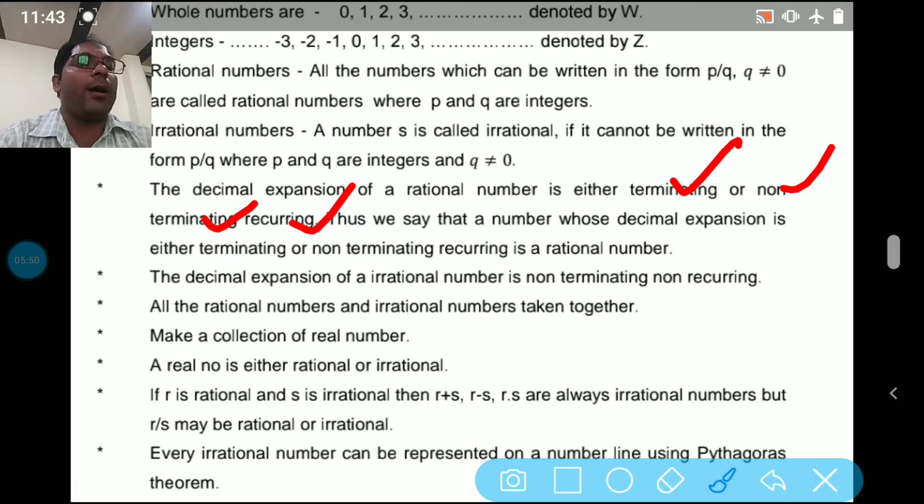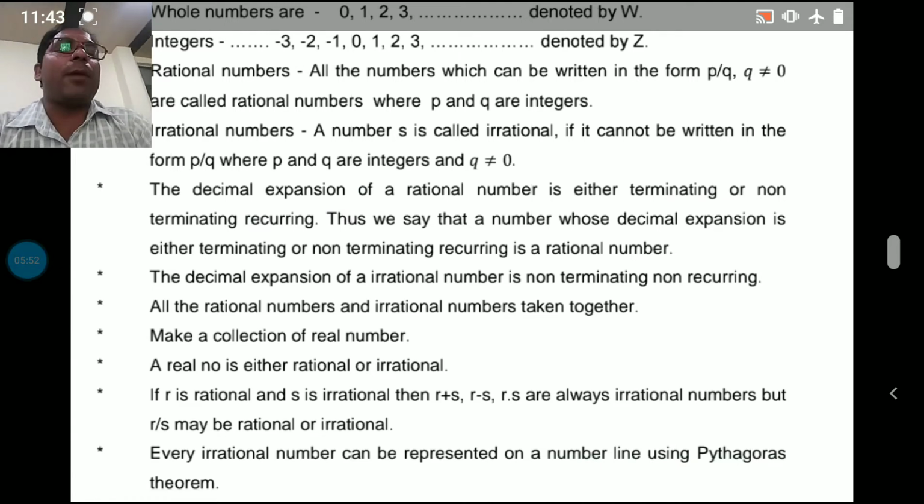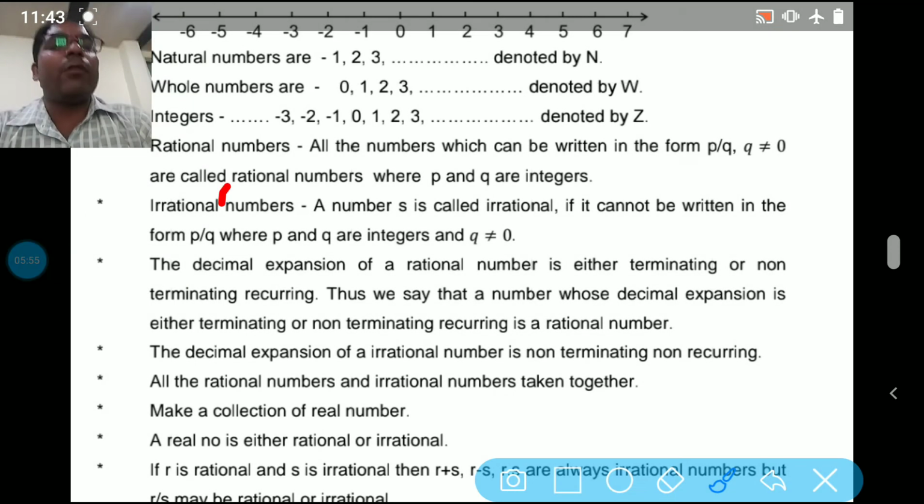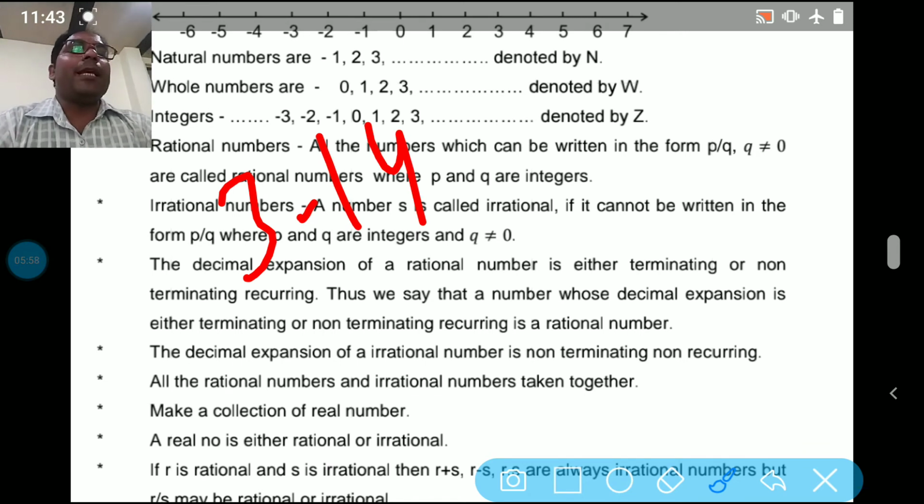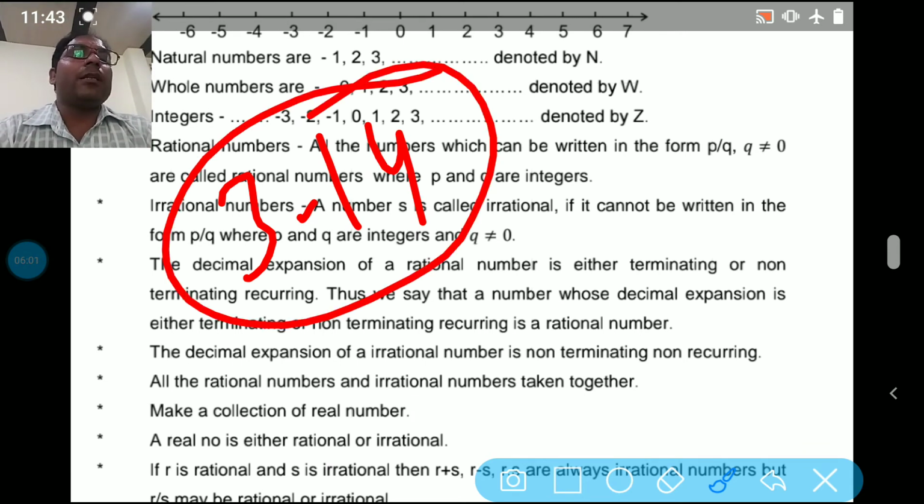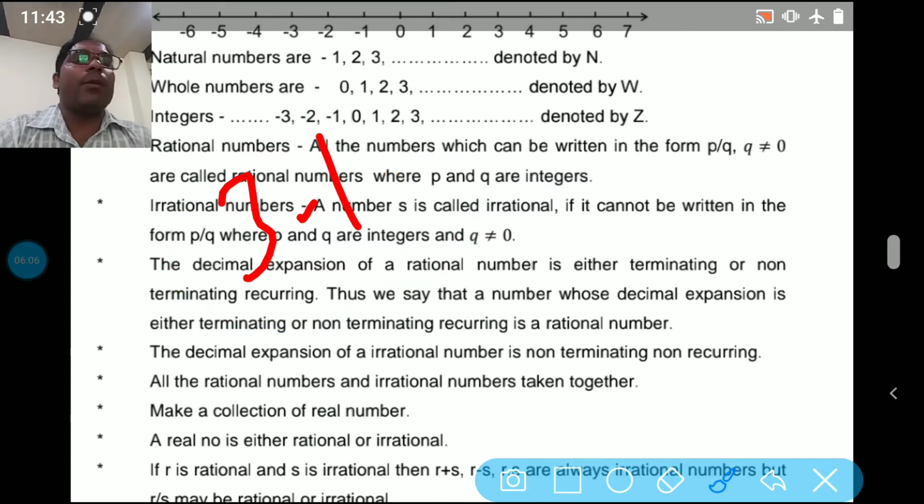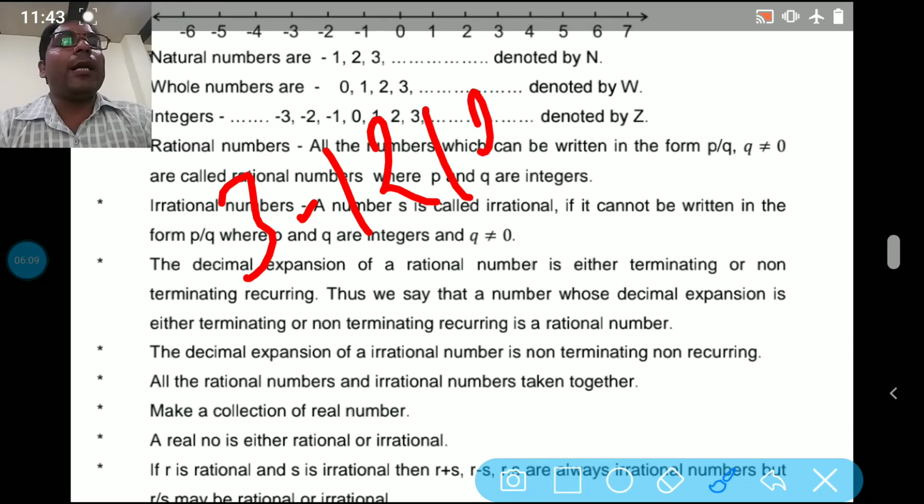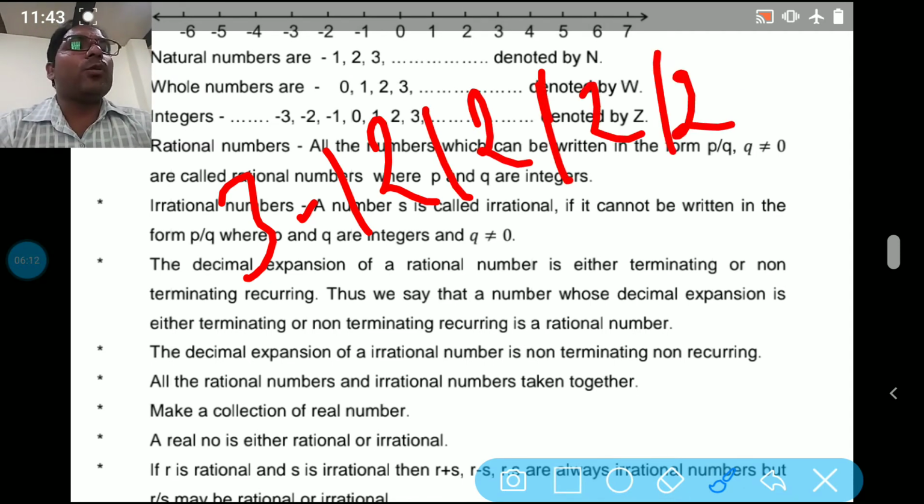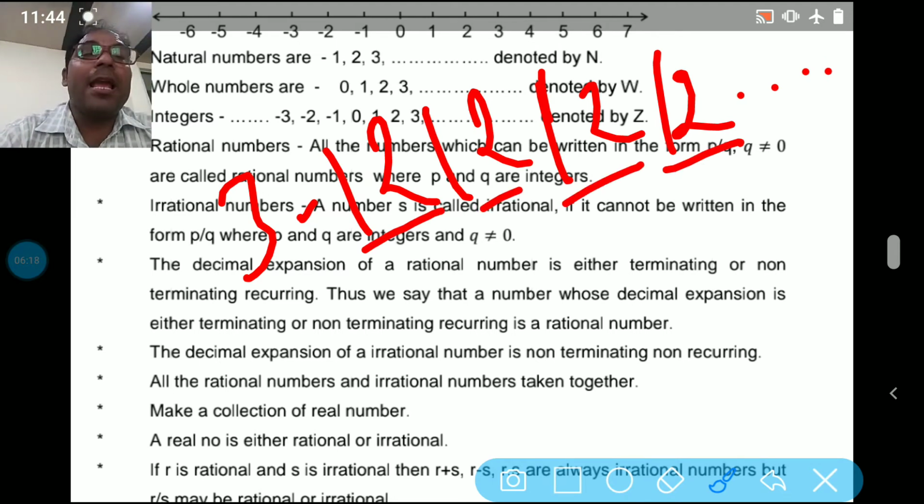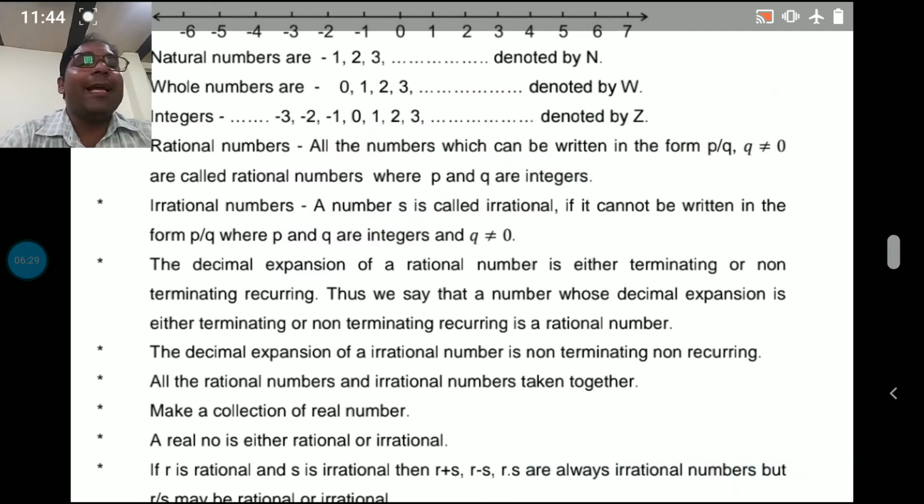For example, 3.14 is a terminating number because it is completed after two digits after the decimal. The next is repeating numbers, like 1 2 1 2 1 2 1 2 and so on. This 12 is repeating, so this is non-terminating, because the remainder continues and the digits repeat. That is called a non-terminating recurring number. Is that clear?